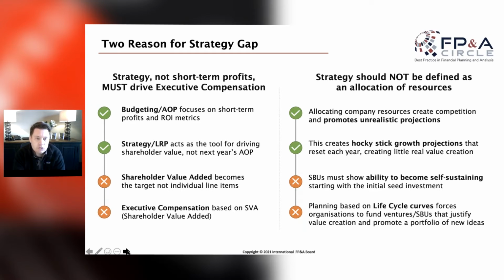I think the life cycle curve is the way to get away from fighting over those resources and that hockey stick growth. I just ask you to go back and think about your projections year after year and how often you see hockey stick growths that do not materialize. The only way we can get around that is to move to more of a life cycle approach. So those are the two reasons I see. So if we can jump to the next slide here.